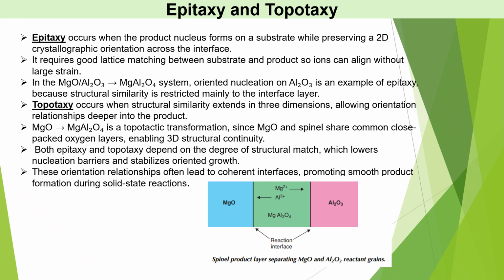MgO to MgAl2O4 is topotactic because both have similar close-packed oxygen arrangements and similar cation ordering. These orientation relationships lower the activation energy needed for nucleation and promote smoother growth. This is the spinel product layer separating the MgO and Al2O3 reactant diagram.